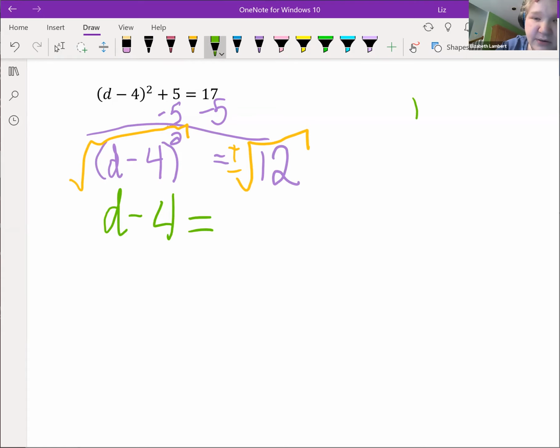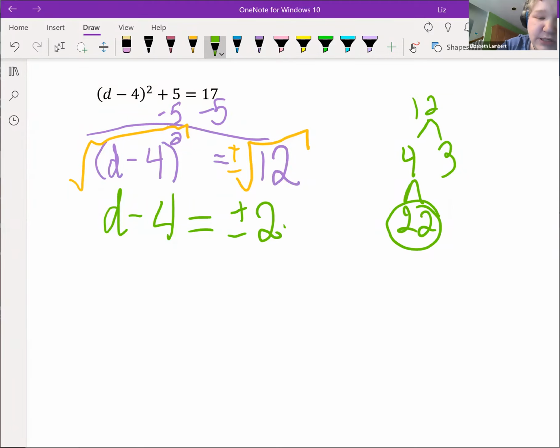So over here, 12, 4 and 3, which means we have a pair of 2's. 2 coming out, 3 staying in. So plus or minus, then the 2, then the square root of 3. So this is not 2 plus or minus the square root of 3. This is plus or minus 2 times the square root of 3. I say that because sometimes people see the 2 comes out, but they put it in front of the plus or minus instead of behind it.